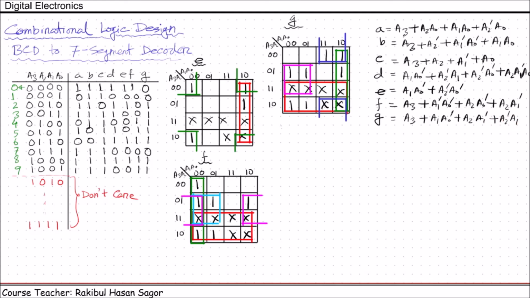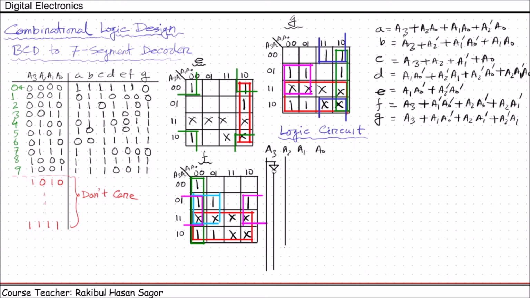Now, let us construct the logic circuit. Here we have 4 inputs, A0, A1, A2, A3. This is A3. This line represents A3 prime. This is A2. This line represents A2 prime. This is A1. This line represents A1 prime. This is A0. This line represents A0 prime.